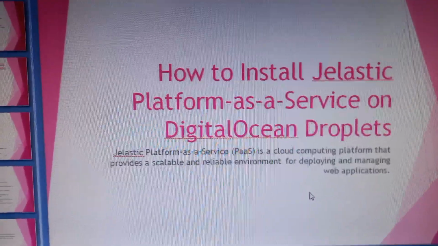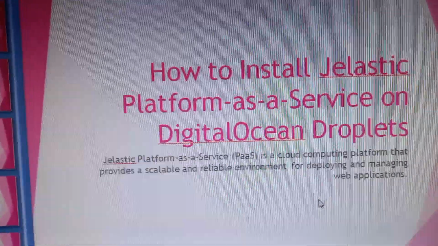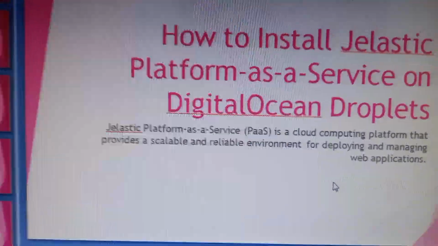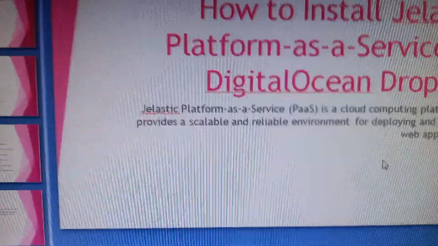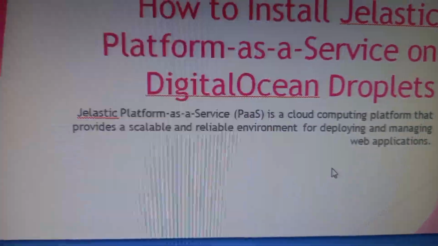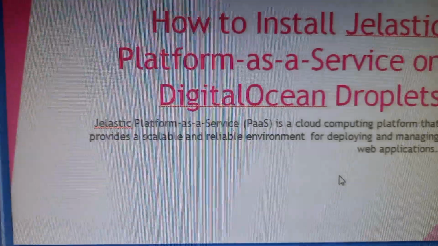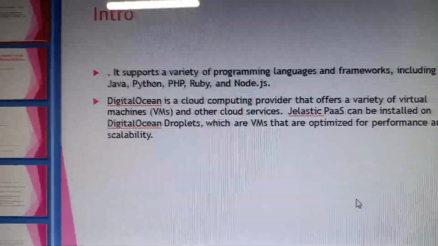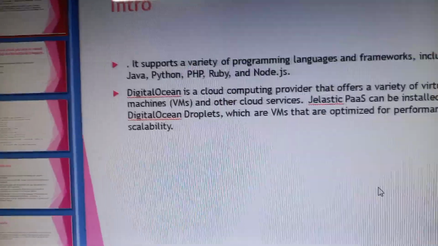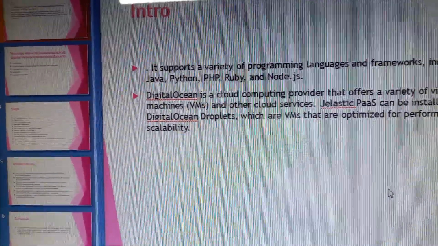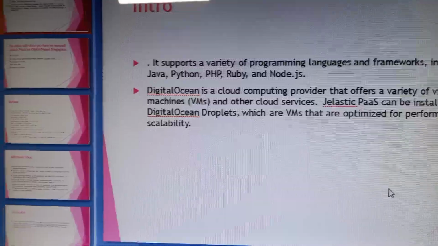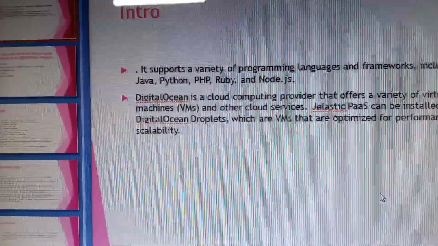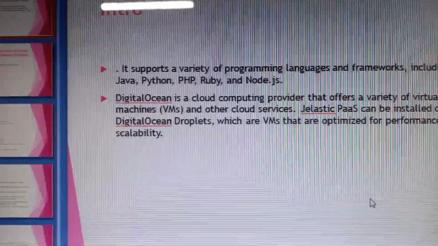Today I will talk about how to install Jelastic platform as a service on DigitalOcean Droplets. Jelastic platform as a service is a cloud computing platform that provides a scalable and reliable environment for deploying and managing web applications. It supports a variety of programming languages and frameworks including Java, Python, PHP, Ruby and Node.js. DigitalOcean is a cloud computing provider that offers a variety of virtual machines and other cloud services.